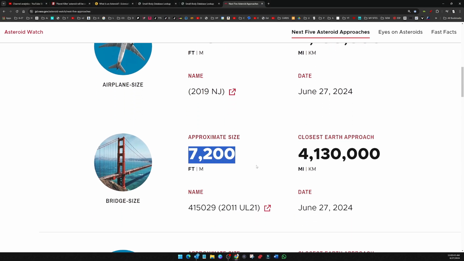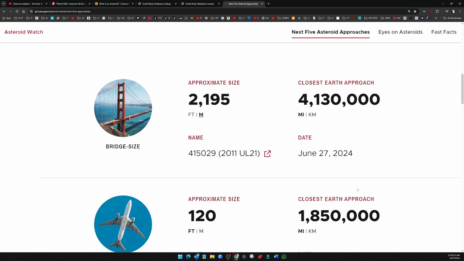7,200 feet in diameter. If you think about that, that's 24 football fields. This is the type, and if you look at meters, they say any asteroid around 160 meters and above can be very serious. Well, 160 meters, this is nearly 2,200 meters. This is passing by today.